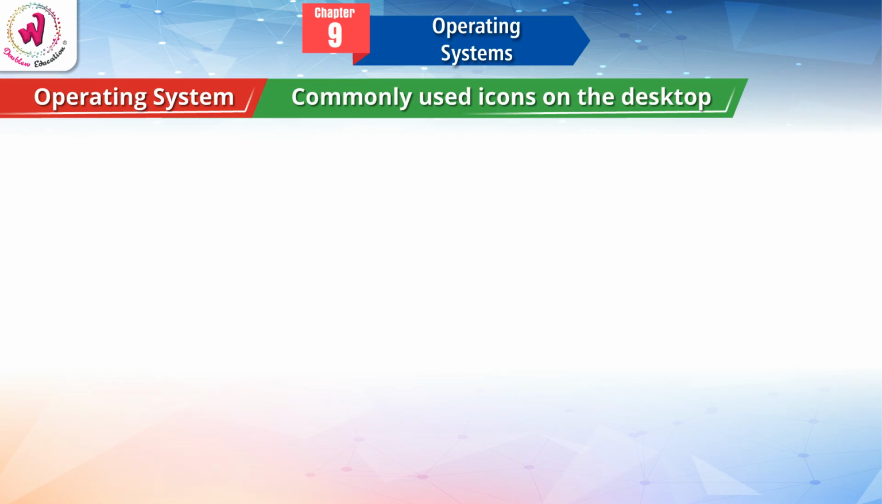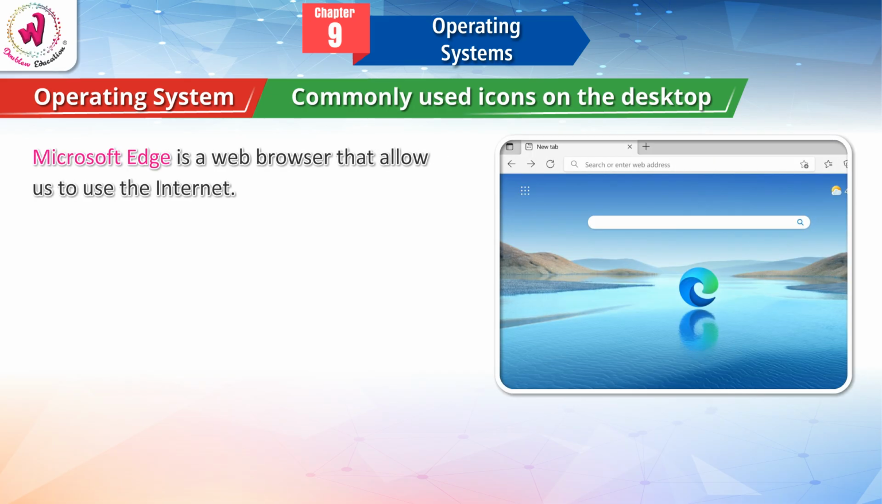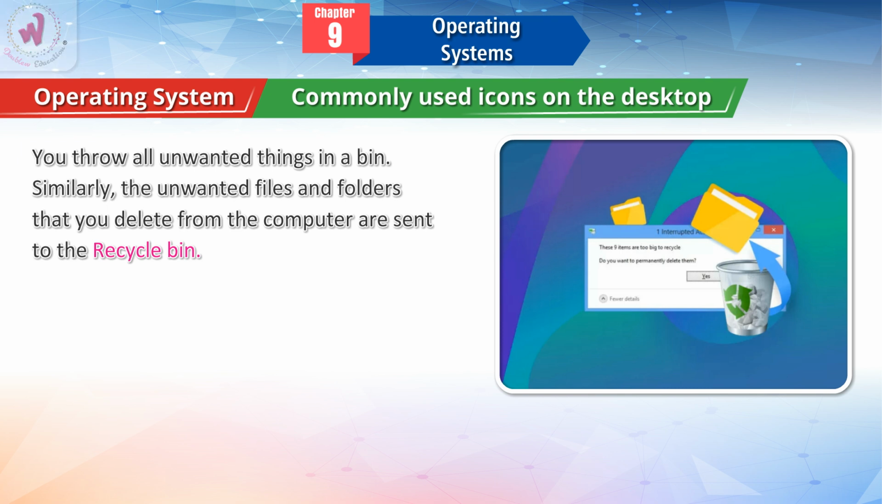Commonly used icons on the desktop. This PC icon is used to see all files and folders in the computer. Microsoft Edge is a web browser that allows us to use the internet. You throw all unwanted things in a bin. Similarly, the unwanted files and folders that you delete from the computer are sent to the recycle bin.